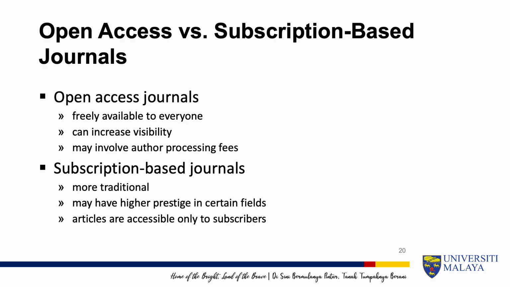Moving on to the next factor in journal selection, we have to take into consideration whether to publish in an open access journal or a subscription based journal. Open access journals make articles freely available to all readers.